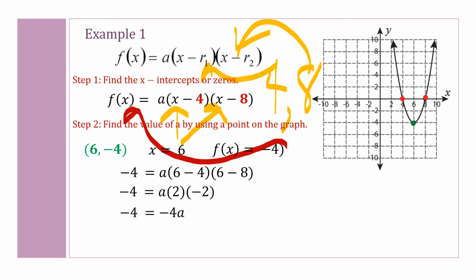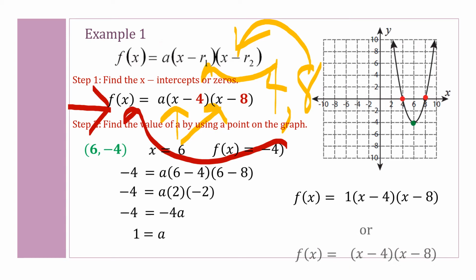And we take those two numbers. 2 times -2 is -4. So on the right side, we have -4a, and on the left side, we have -4. We're going to divide both sides by -4, so a is 1. And since a is a positive number, we see from the graph that it is opening up, which is what is supposed to happen. So now we're going to take 1, put it back in the place of a in the first step, and we end up with f of x is equal to 1 times the quantity of x minus 4 times the quantity of x minus 8. Now 1 is understood to be in front of the parentheses anyway, so we can get rid of that and rewrite it as f of x is equal to the quantity of x minus 4 times the quantity of x minus 8.